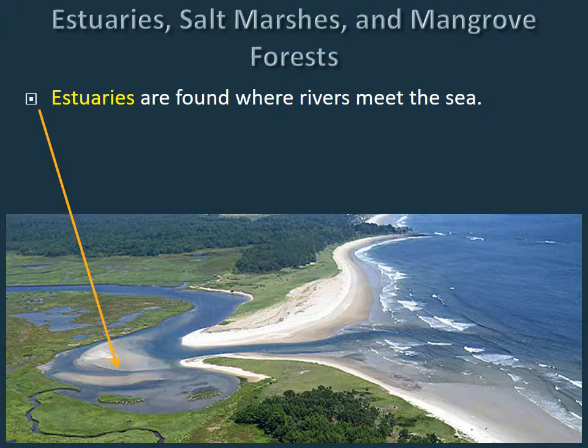Now, estuaries are found where a river meets the sea. Whenever you have a river flowing down that is fresh water, and then you have the ocean where currents can flow in and out, this area in the middle where you get a mix of fresh and salt water is called an estuary.